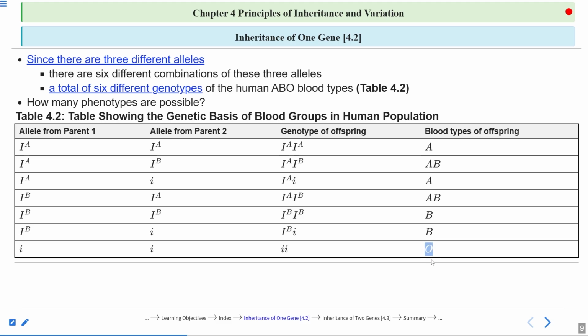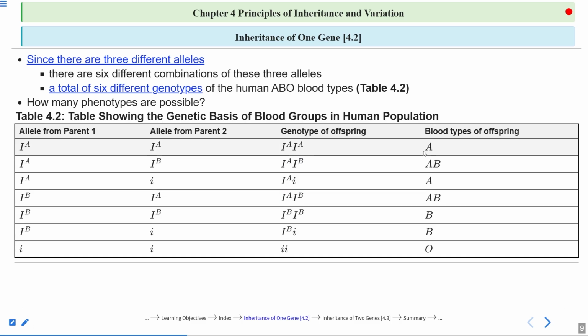And here no sugar will be produced. No sugar will be present on the plasma membrane. So here you can see there are 6 genotypes. How are there 6 genotypes? One is this one, second, third, then fourth, fifth, and sixth. Because this one is AB and this is also AB. These two are the same. So in total, there are 6 genotypes and there will be 4 phenotypes.